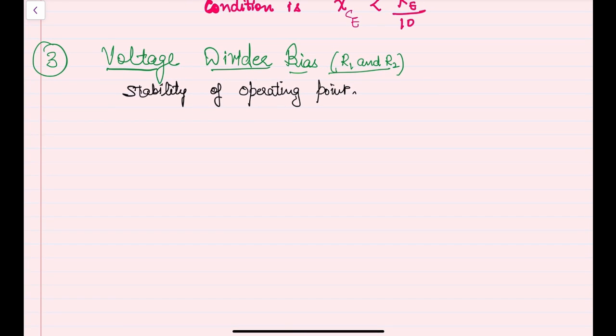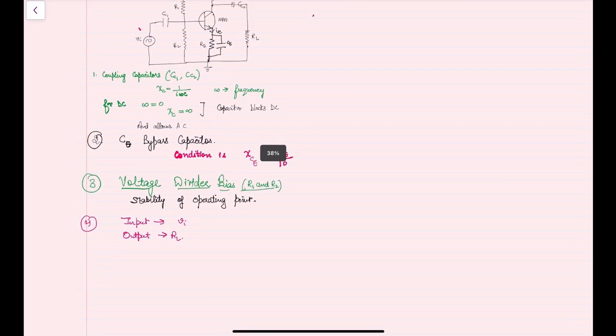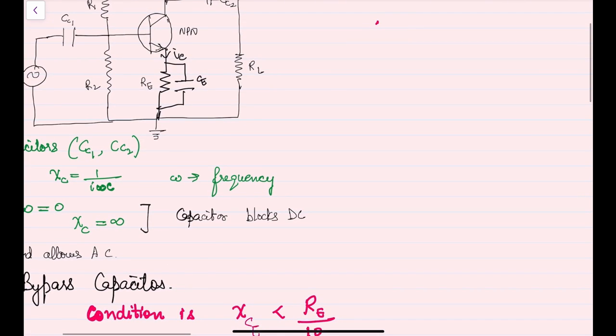Then at last we have the fourth component, which is our input and output component. The input is provided by Vi, which is a small input signal. Say it is a sound signal from the microphone which we need to amplify through the speaker, and the output is taken from the load resistance RL, as shown in the figure also.